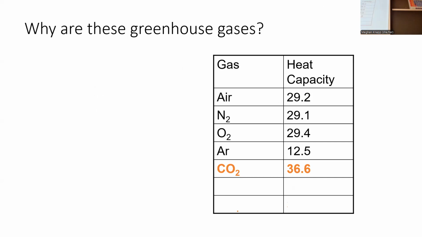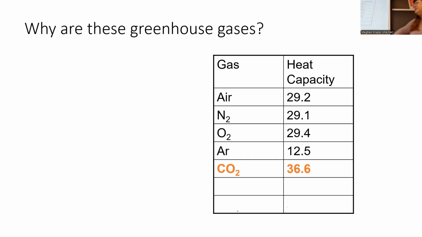If we look at the heat capacity of things that are normally in the air, nitrogen makes up about 80% of the air, so it makes sense that the heat capacity of the air is pretty similar to nitrogen. Oxygen is also pretty similar to nitrogen, makes up most of the rest of it. And then our third most abundant part of the air is argon. Argon is much lower. Why would argon be so much lower than the others? Where is argon on the periodic table? It's one of the noble gases.